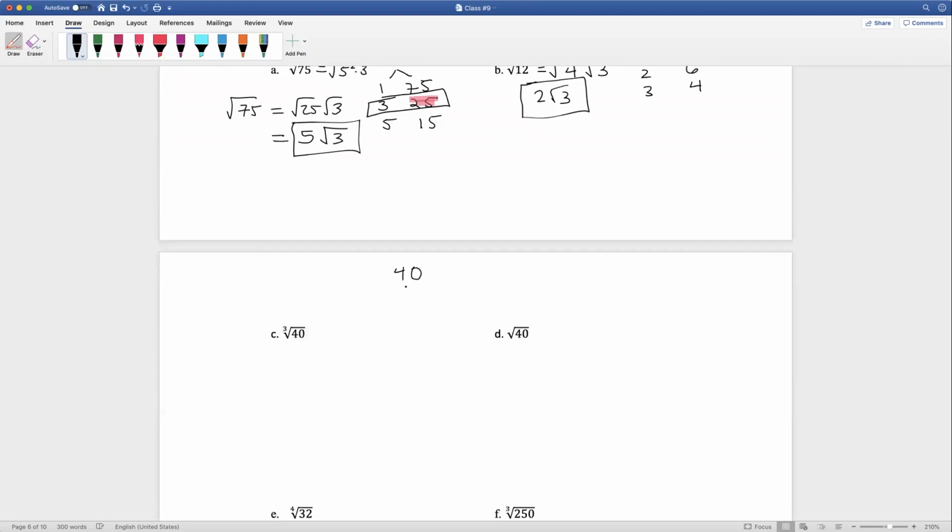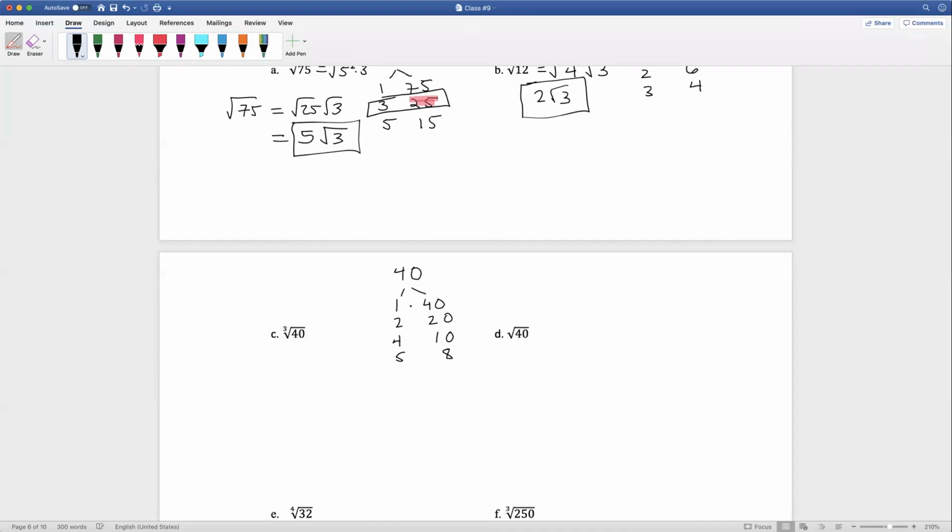So I'm going to list all of the factors of 40, and then I'm going to look for any factors that are perfect cubes or higher. So what do we have? Well, we have 1 and 40, 2 and 20, 4 and 10, 5 and 8, 6 and 7, nothing else. These are all the factor pairs of 40. So we're looking for perfect cubes. Are any one of these numbers equal to a perfect cube? Remember, perfect cubes are if you multiply a number by itself 3 times.